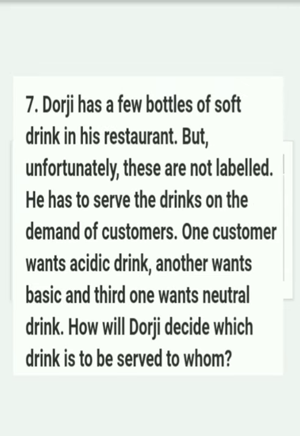Another question. Toraj has a few bottles of soft drinks in his restaurant, but unfortunately these are not labeled. He has to serve the drinks on the demand of customers. One customer wants an acidic drink, another wants a basic one, and the third wants a neutral drink. How will Toraj decide which drink is to be served to whom?